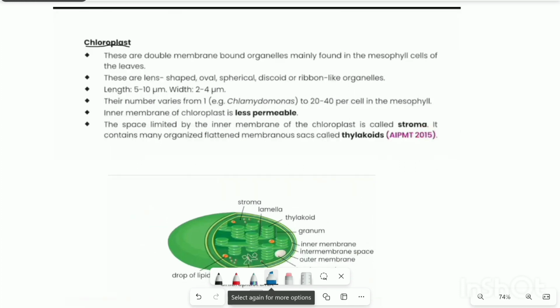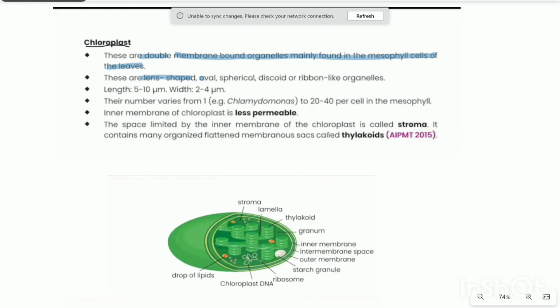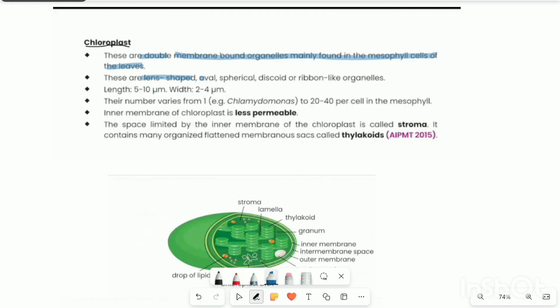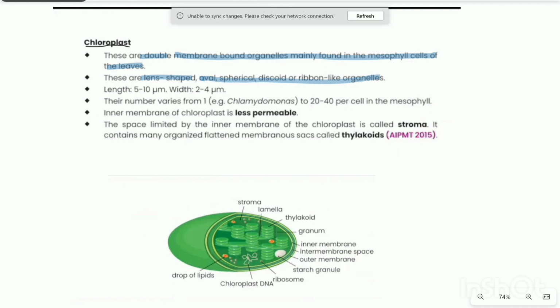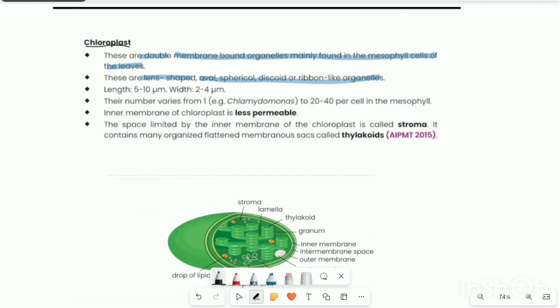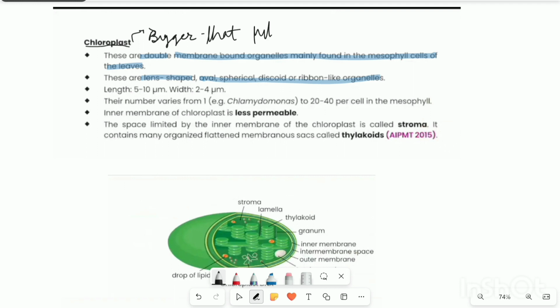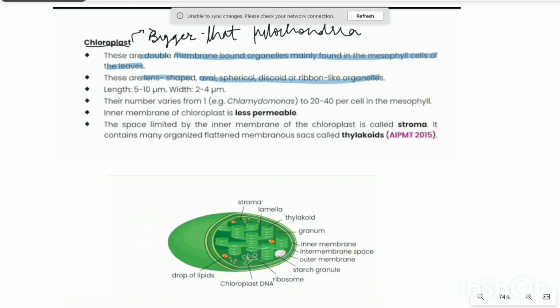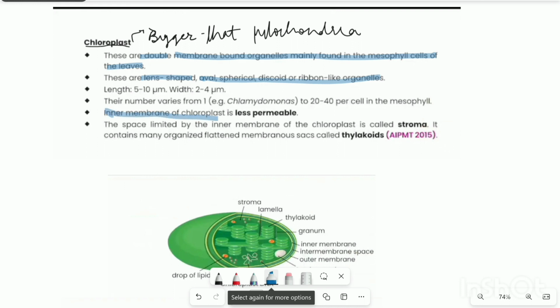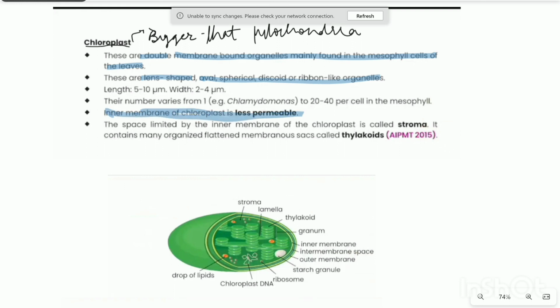Chloroplast is also a double membrane bound organelle, which is mainly found in mesophyll cells of the leaves. This chloroplast is a lens-shaped, oval, spherical, discoid or ribbon-like organelle. The chloroplast length is 5 to 10 micrometer and width is 2 to 4 micrometer. We can say chloroplast is bigger than mitochondria.